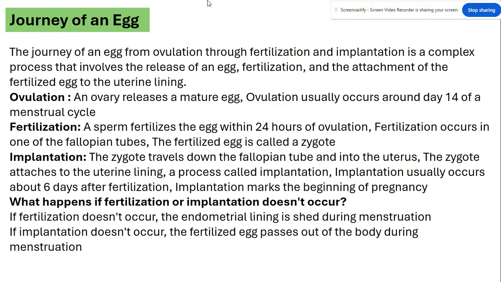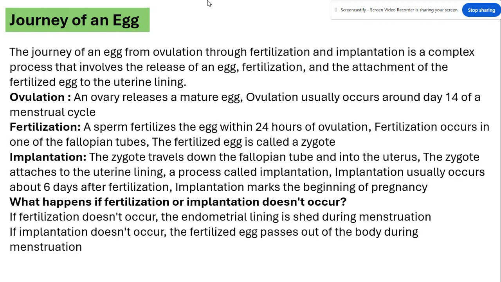Implantation. The zygote travels down the fallopian tube to the uterus, and that's how it implants. The zygote attaches to the uterine lining in a process called implantation. Implantation usually occurs about 6 days after fertilization. Implantation marks the beginning of the pregnancy.